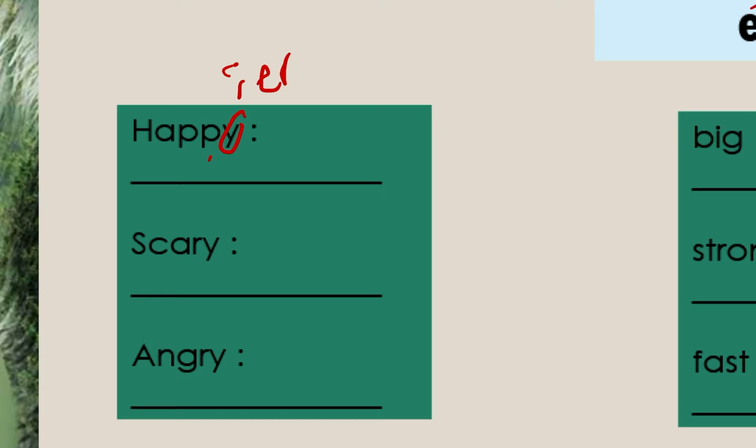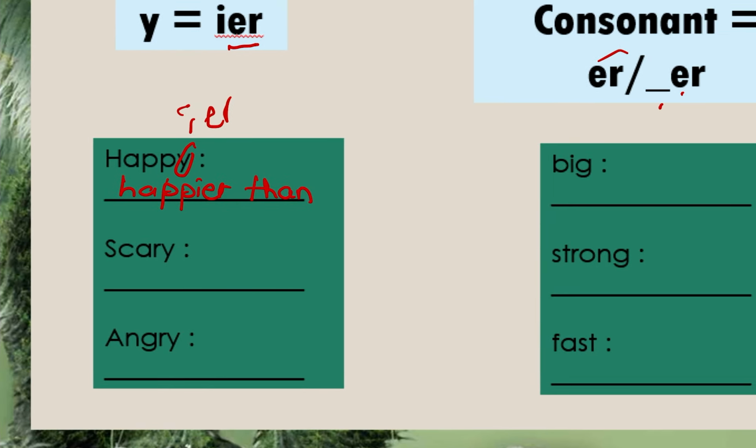Let me write it for you. Happier than. Okay, next one. How about scary? How should we change the word? Scary becomes scarier than. Okay, what about angry? Angrier than. Okay, now let's proceed. That is for words with Y at the end.